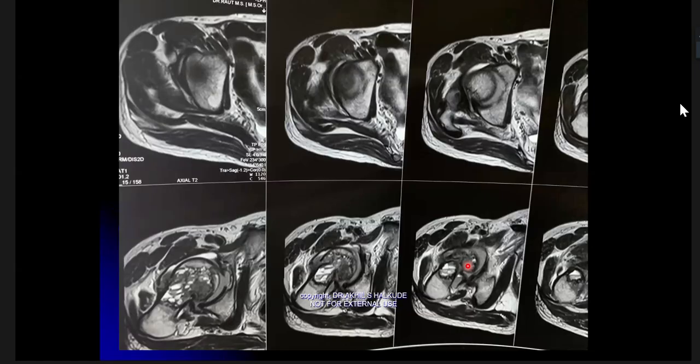On T2 sequences, multiple fluid levels are seen within the said lesion, which suggests secondary ABC changes. Secondary ABC, why can't it be primary ABC? What you have to describe is the lesion. Is the lesion only showing fluid levels, or is the lesion hypointense? Take another view.